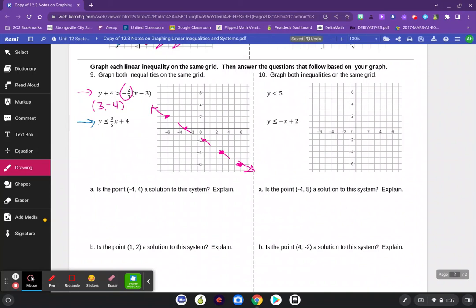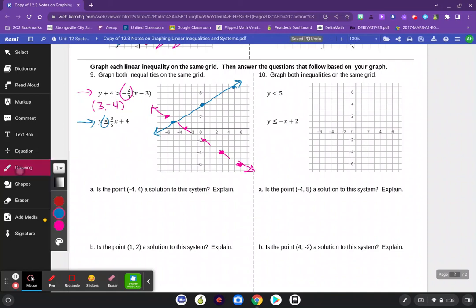Okay, so this has a y-intercept of 4 and a positive slope, so my line should be increasing. I can go up 3 to the right 5, or I could go down 3 to the left 5. Now, this has an equal to bar, which means it's a solid line, so I'm going to connect with a solid line all the way through those points.